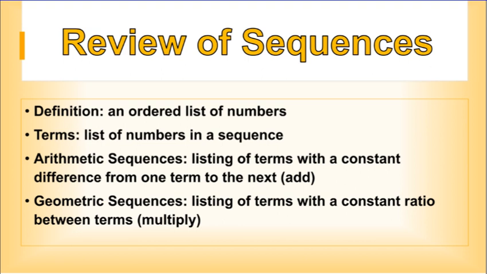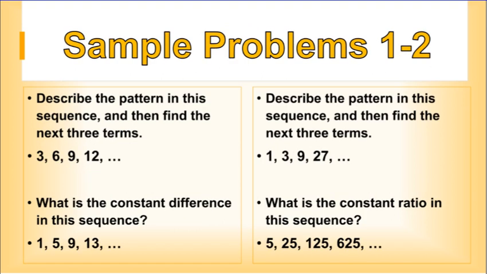Geometric sequences are listings of terms with a constant ratio between the terms. So you're multiplying by the same number each time. It may look like you're dividing, because if you're multiplying by 1/4 each time, really you're dividing by 4 each time. So think of arithmetic sequence as adding or subtracting, and geometric sequence as multiplying or dividing each time. Let's take a look at some examples here.